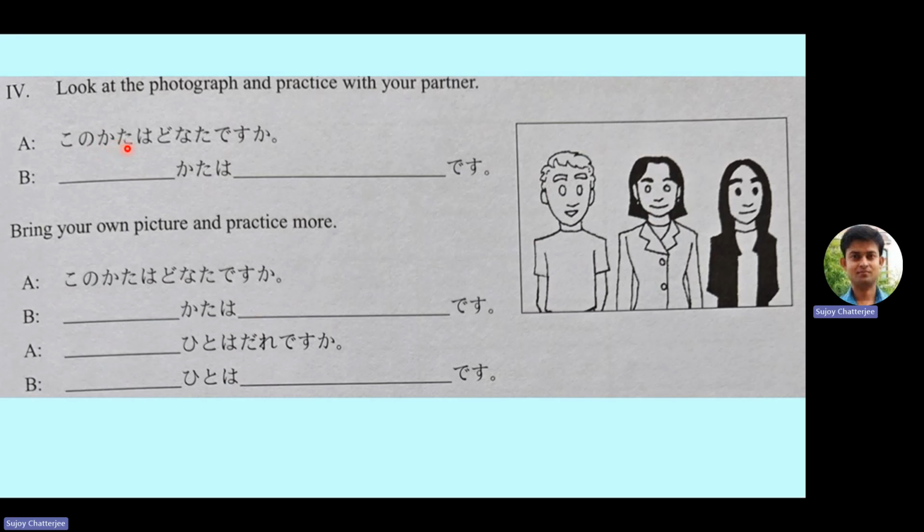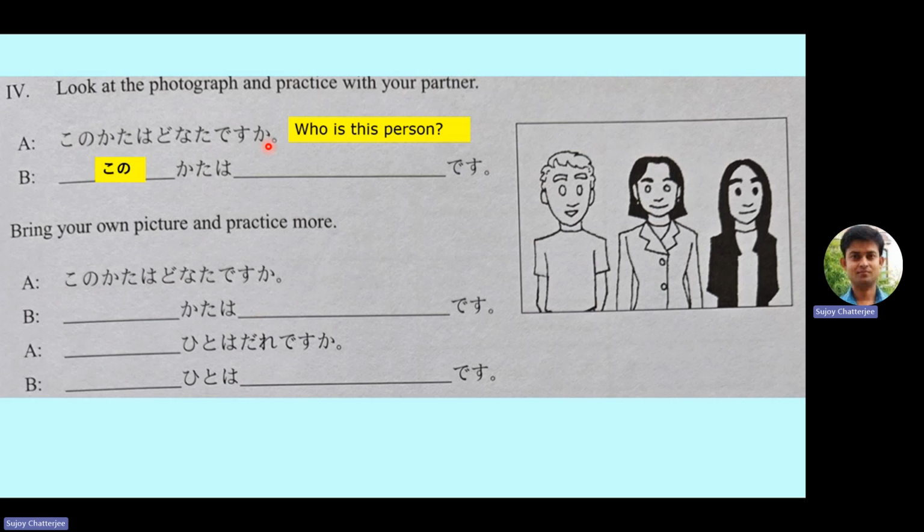So kata is used instead of hito. Kono kata means that person or this person. Kono is this. This person is who. Donata is who. So kata will go with donata because both are respectful. Donata means who in respectful manner and kata is also person in respectful manner. Kono kata wa donata desu ka? That means who is this person?